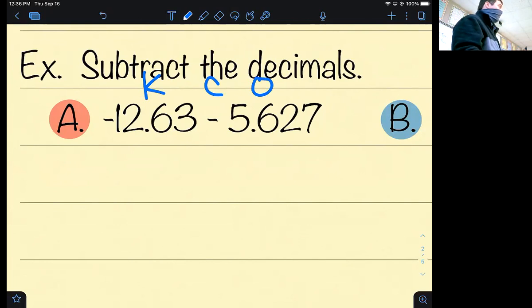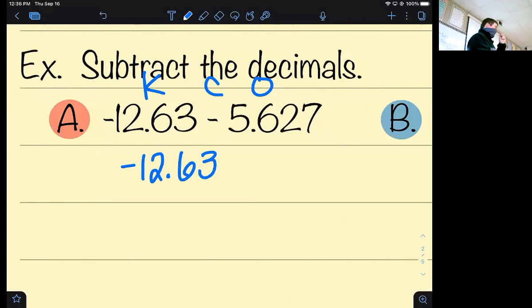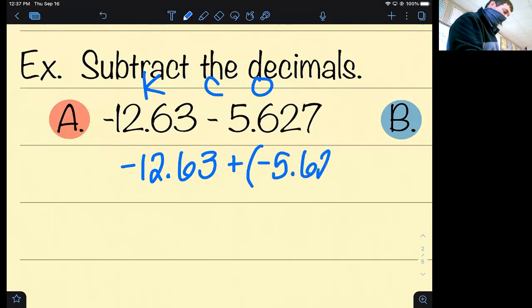Keep the first number. What's the first number? Is it really 12.63 or is there something in front of it? There you go. So we're going to keep that 12.63. We're going to change the subtraction sign to addition. And then we're going to take the opposite of this 5.627 to make it, that's right, negative 5.627. That is the only thing we're doing differently on tonight's homework versus Tuesday's homework.